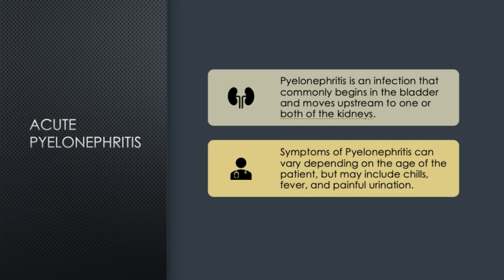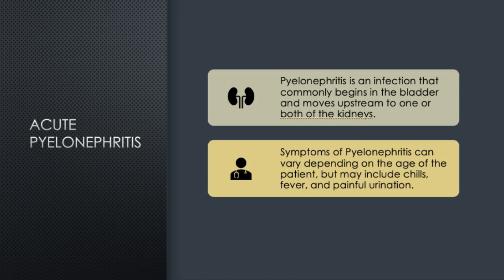Next, we'll talk about acute pyelonephritis. This is one thing that you'll probably see on your certification exam. They really like to test people on pyelonephritis. So just make sure you understand that pyelonephritis is an infection that commonly begins in the bladder. So it starts out as a UTI, but it'll move upstream to one or both of the kidneys. Typically, you'll see it in one.